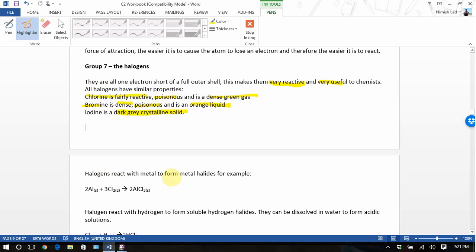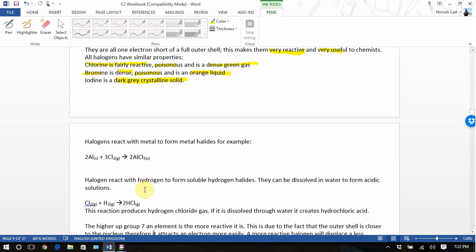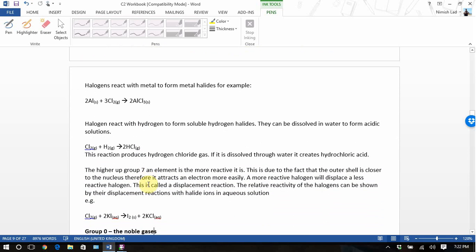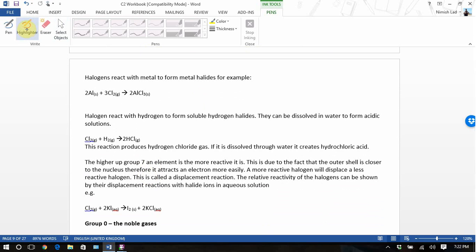Halogens react with metals to form metal halides, for example, aluminium plus chlorine makes aluminium chloride. Halogens react with hydrogen to form soluble hydrogen halides. They can dissolve in water to form acidic solutions. So here we have chlorine plus hydrogen to make hydrogen chloride, HCl, as you've seen before. That's hydrogen chloride gas. If it's dissolved in water, it produces hydrochloric acid.